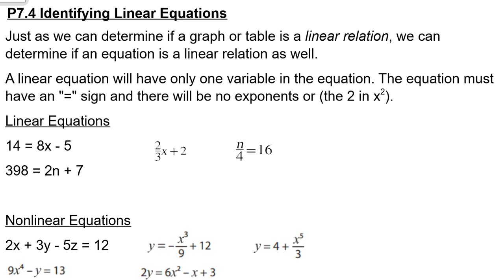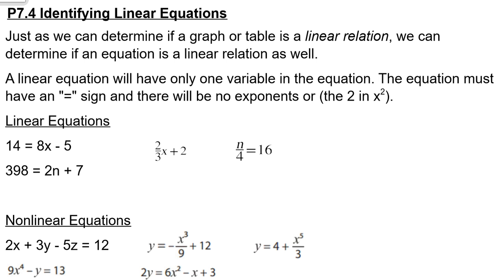In this lesson, we will be identifying linear equations. Just as we can determine if a graph or table is a linear relation, we can determine if an equation is a linear relation as well. A linear equation will only have one variable in the equation, so there will either just be an x or maybe an n or a z, but you will never see more than one of those.